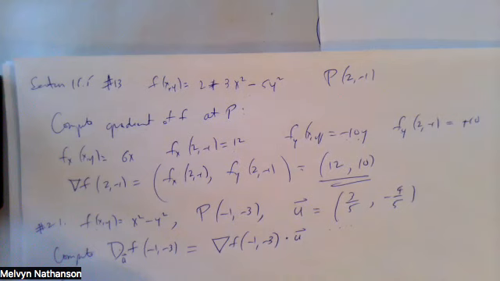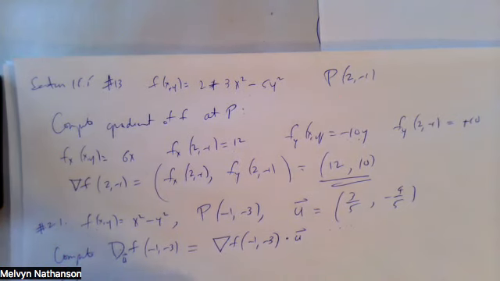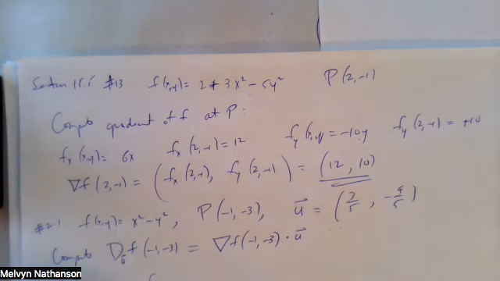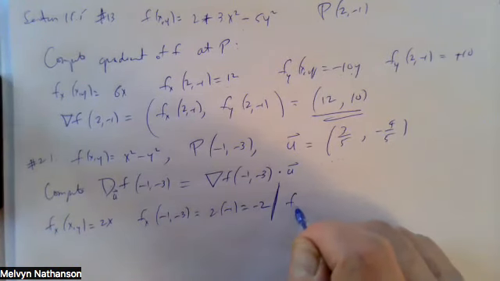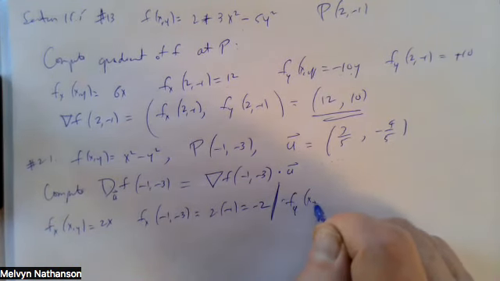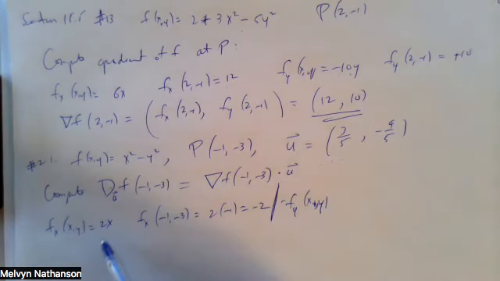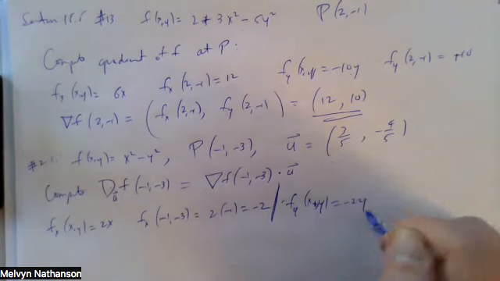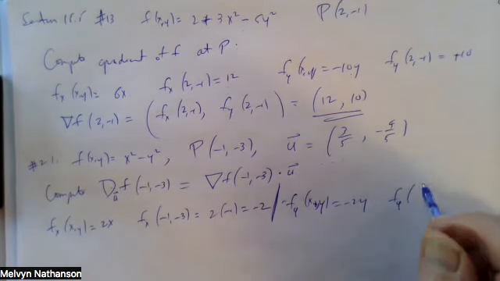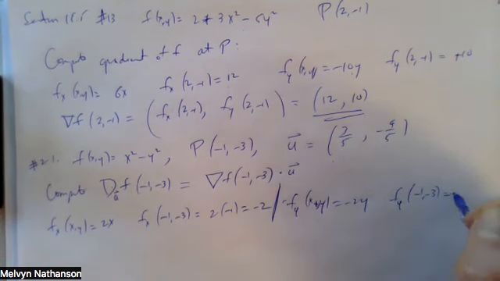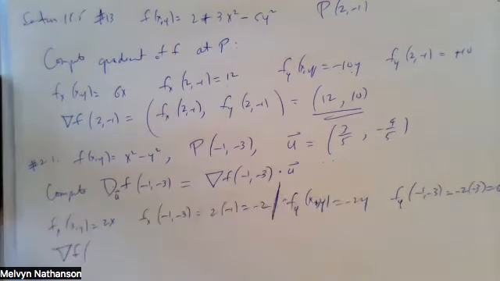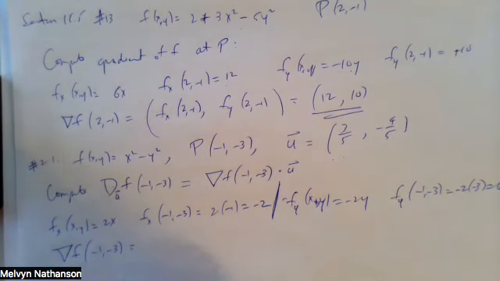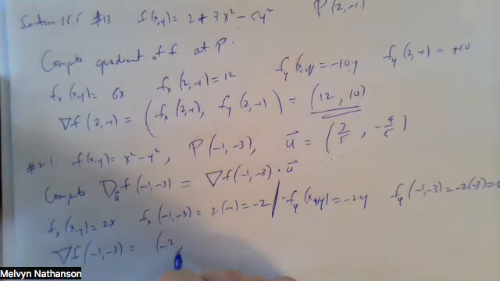For this function, the partial of f with respect to x is 2x. So the partial of f with respect to x at (minus 1, minus 3) is 2 times minus 1, or minus 2. The partial of f with respect to y, I differentiate this function with respect to y, I get minus 2y. So the partial of f with respect to y at (minus 1, minus 3) is minus 2 times minus 3, or 6. So the gradient of f at (minus 1, minus 3) has coordinates (minus 2, 6).